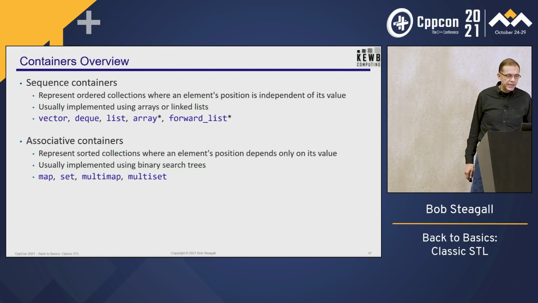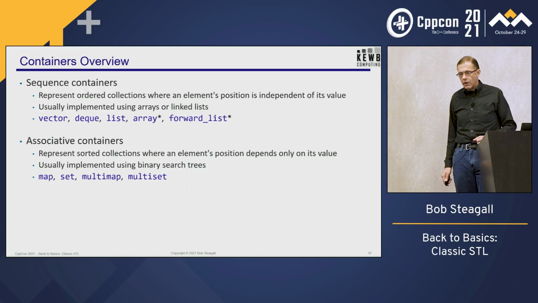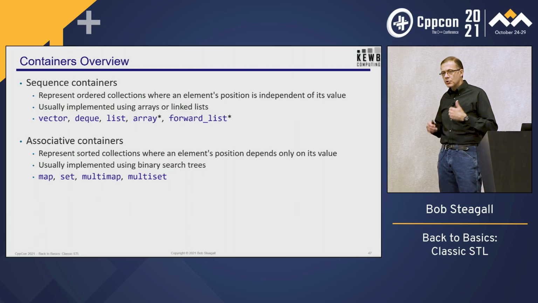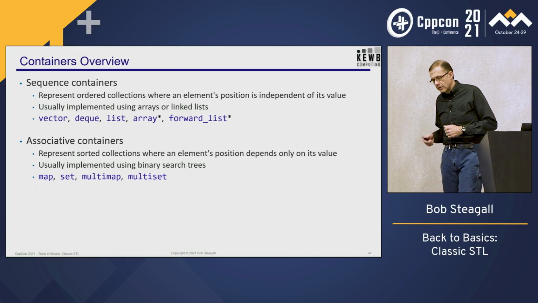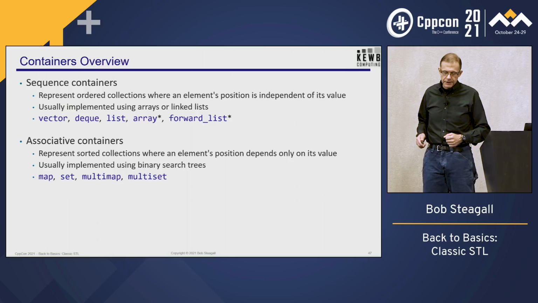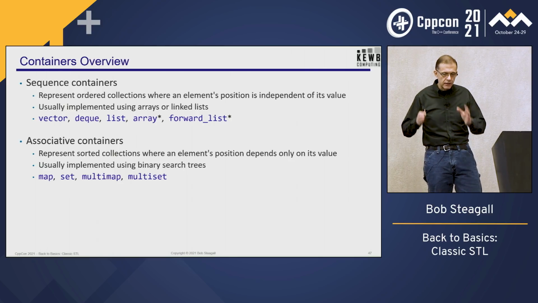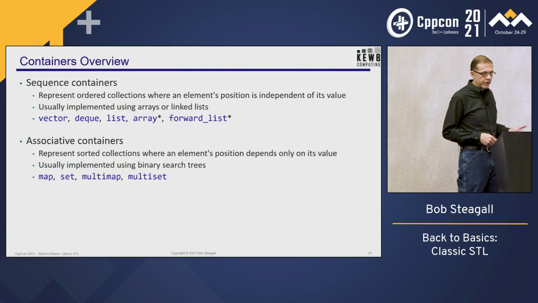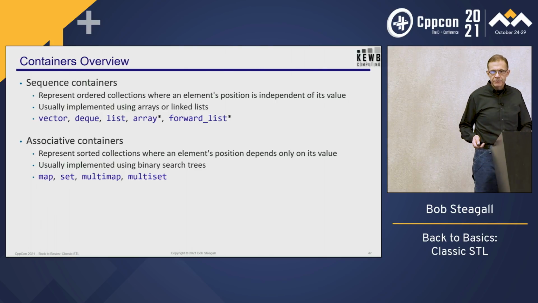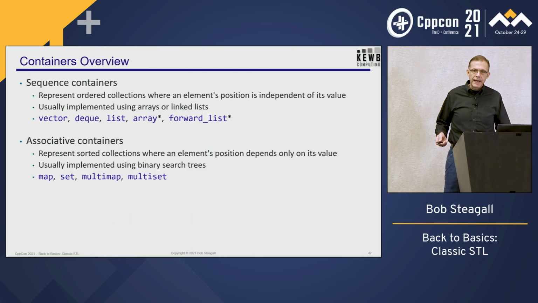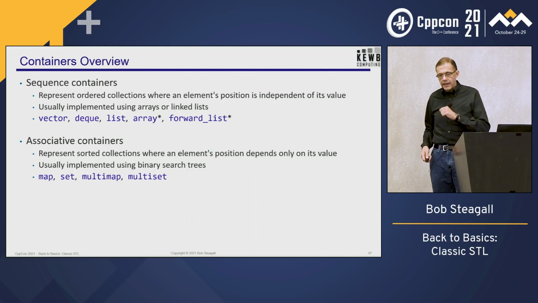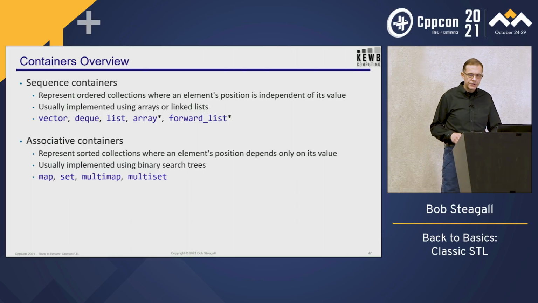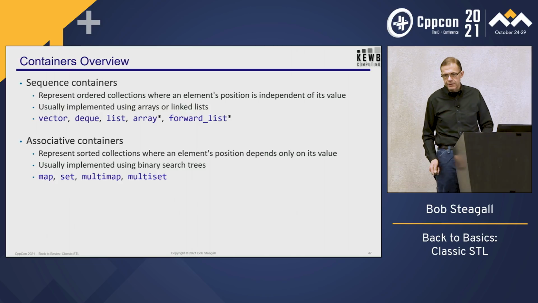We have the associative containers, and these are sorted collections where an element's position depends only on its value. You have to be able to provide some sort of comparison, some strict weak ordering comparison operation, so that the elements in these containers can be sorted. They're usually implemented using binary search trees. All of the standard library implementations that I'm familiar with use red-black trees, if you know what those are. And map, set, multi-map, and multi-set are the containers that provide these facilities.